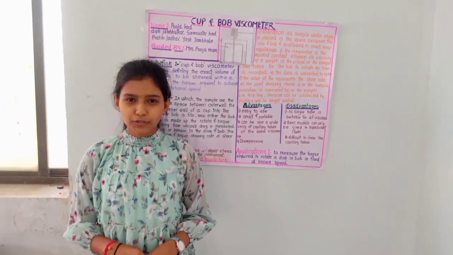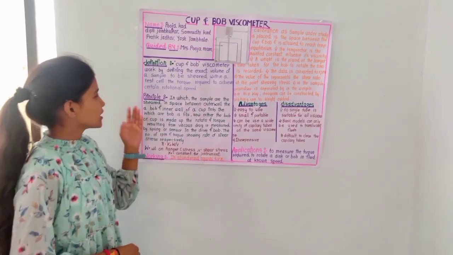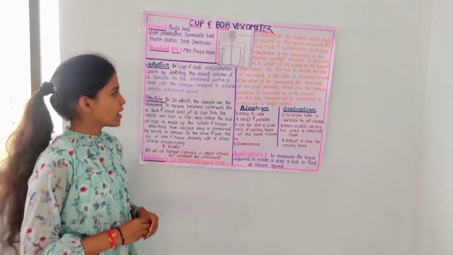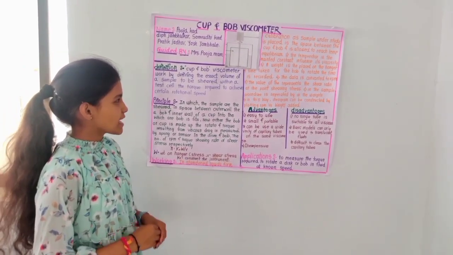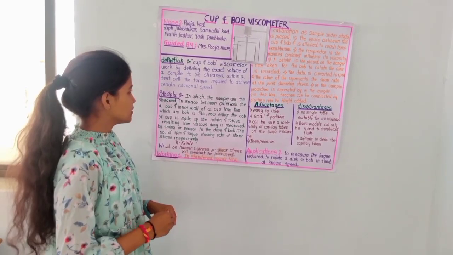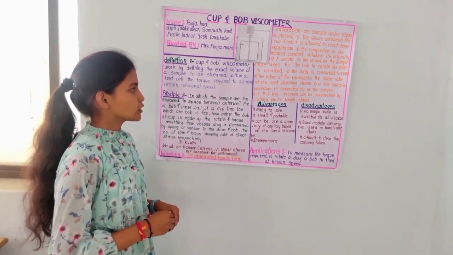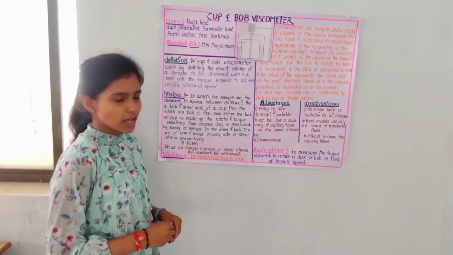Today I am going to present the cup and bob viscometer. So the definition is: cup and bob viscometers work by defining the exact volume of a sample to be sheared within a test cell. The torque required to achieve a certain rotational speed is measured.